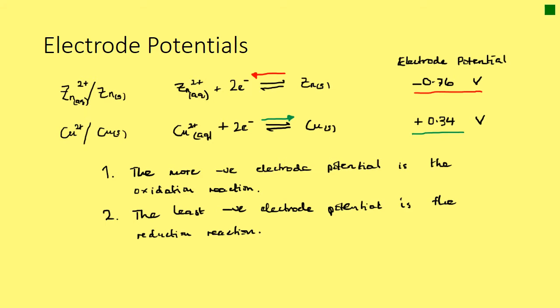So the reduction reaction for the copper electrode is written like this. You've also got copper 2+ ions in solution. Let's not forget our little aqueous for the zinc as well. They also accept 2 electrons in the reduction direction, and they form copper solid. Okay, so what we can now consider is the electrode potential. Write a little column heading here for the electrode potential.